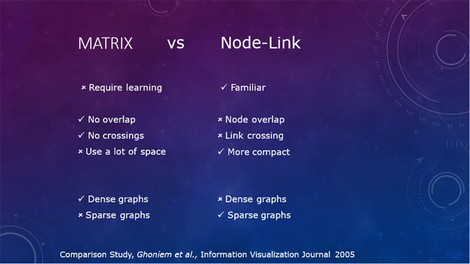Matrix doesn't require learning, and the node link you are already familiar with. There are also some more differences: matrix supports dense graphs, but node link doesn't support dense graphs, and matrix doesn't support sparse graphs, but node link supports sparse graphs. So these simple differences show you the difference between the matrix and the node links, which are used in our normal visualizations in our daily life.